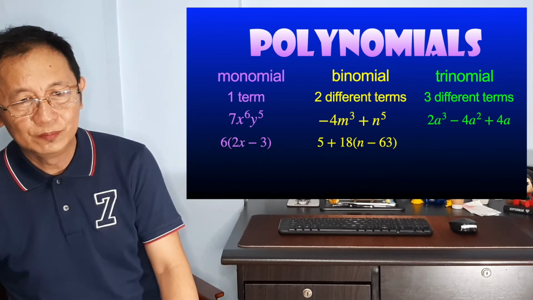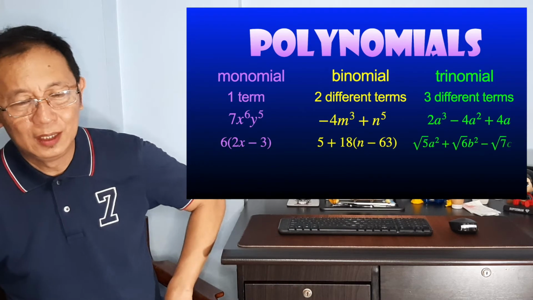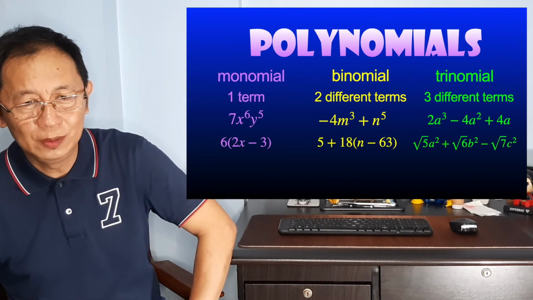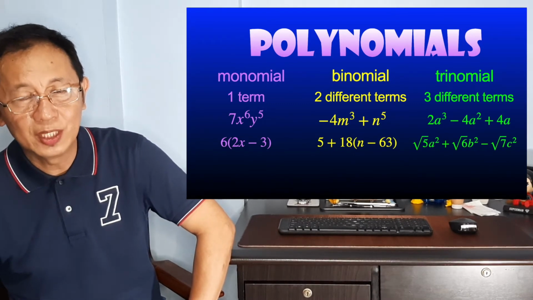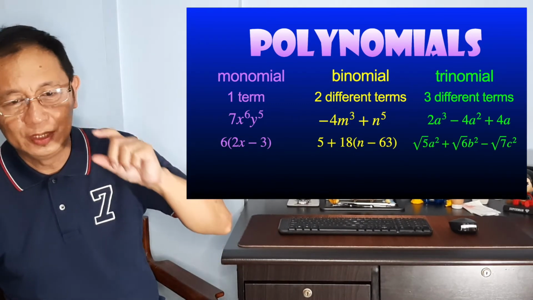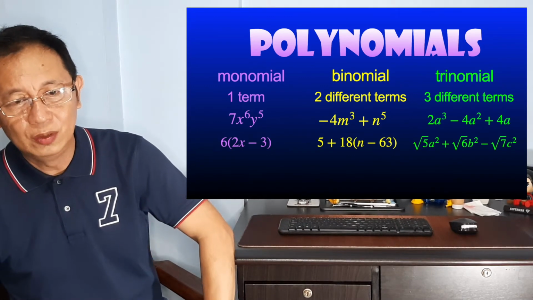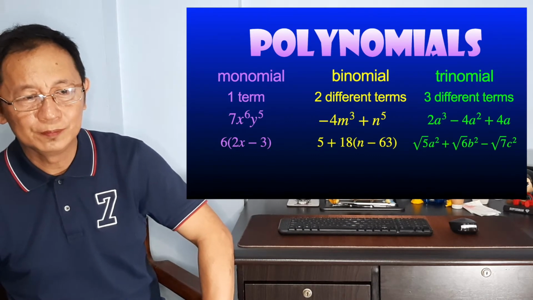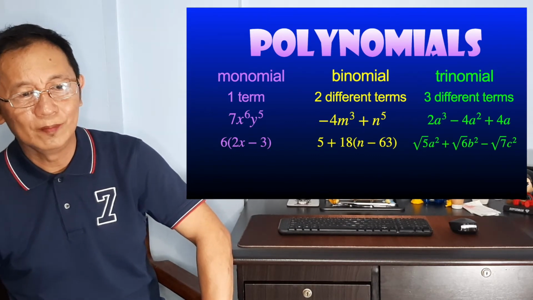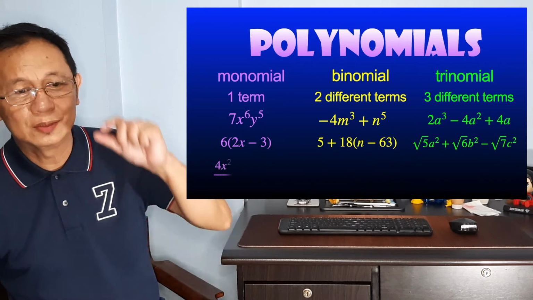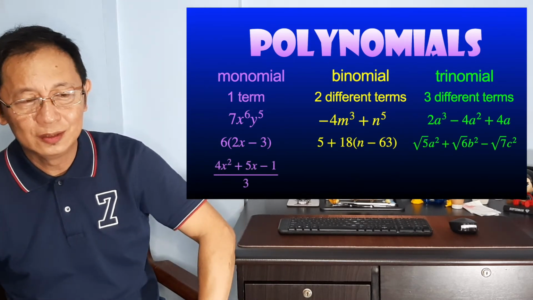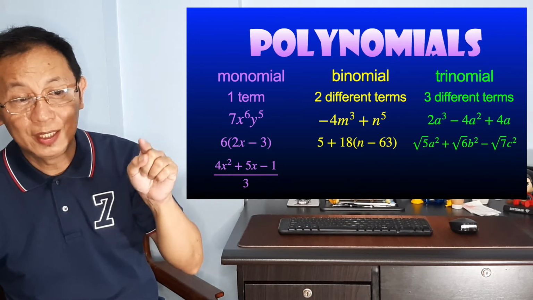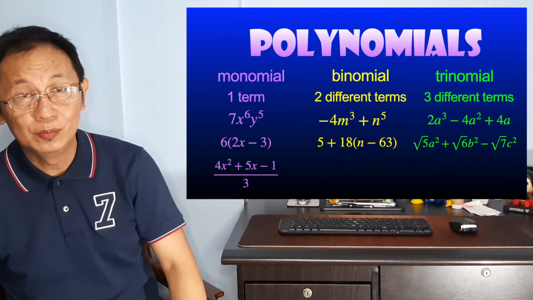This one, number 3, square root of 5a squared plus square root of 6b squared minus 7 square root of 7c squared. So, there are 3 terms in this polynomial. So, this is a trinomial. Meron pa tayong example. 4x squared plus 5x minus 1 all over 3. So, yung fraction bar, pinag-isa niya yung mga terms. Kaya yan ay considered a monomial.